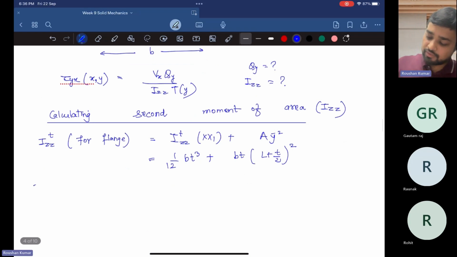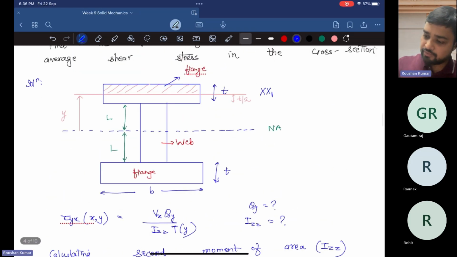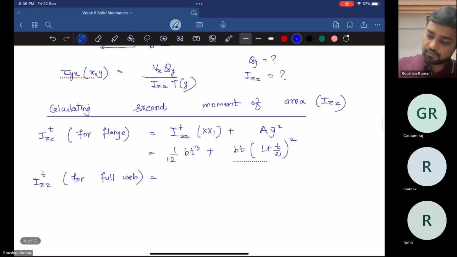Next, for the web. Second moment of area for the web. So it is given by, for the full web, this is our web, and we have to find the Izz about this neutral axis. So it directly becomes 1 by 12 into t times 2L whole cube, which becomes 8 t L cube upon 12.